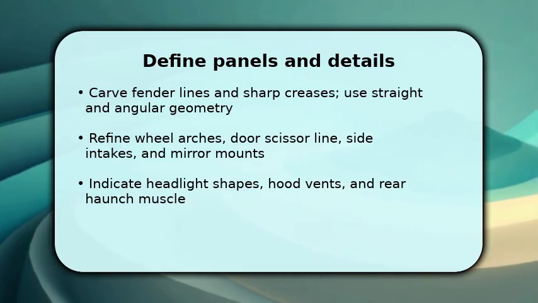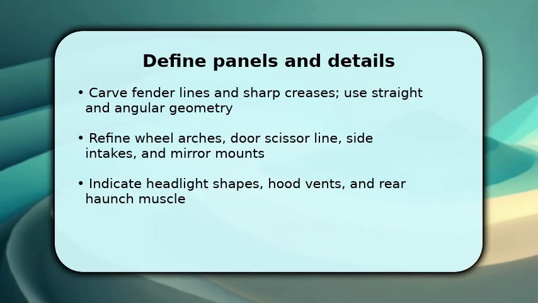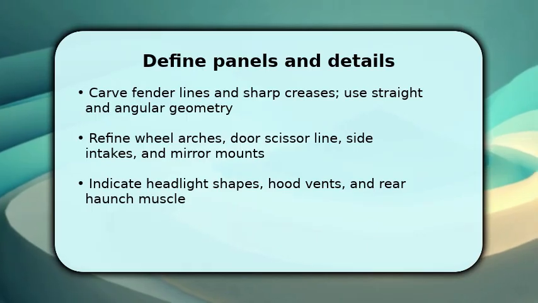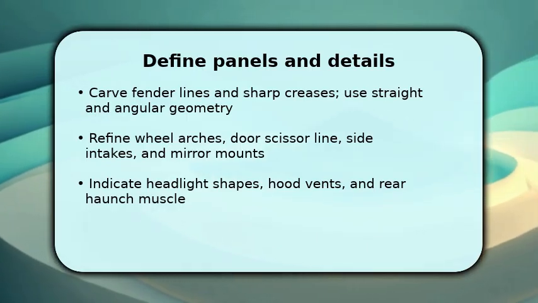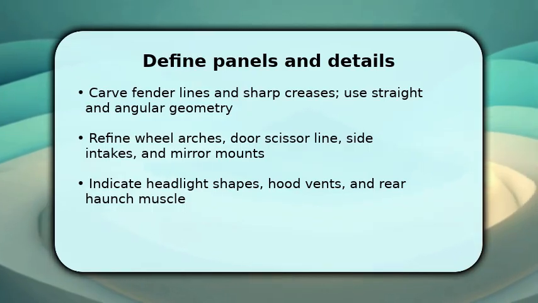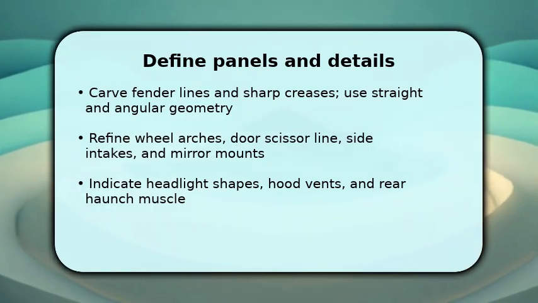Once those are placed, refine wheel arches, mark the scissor door seam, and sketch large side intakes. These control airflow and visual weight. Add headlight envelopes, hood vents, and mirror mounts. These details transform a silhouette into a believable high-performance car.